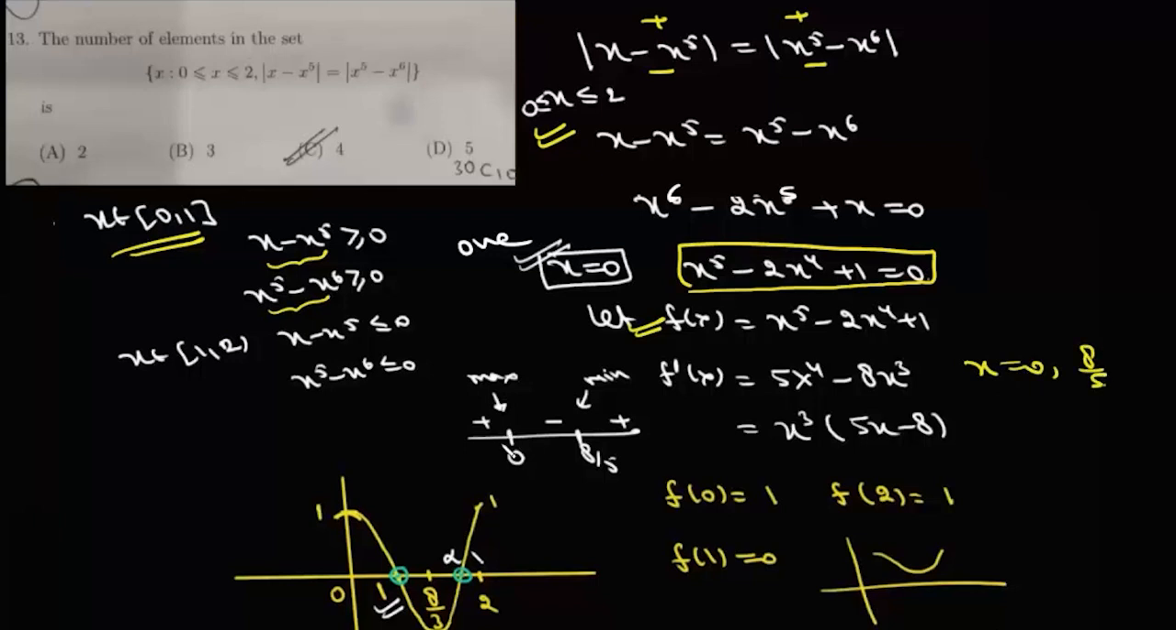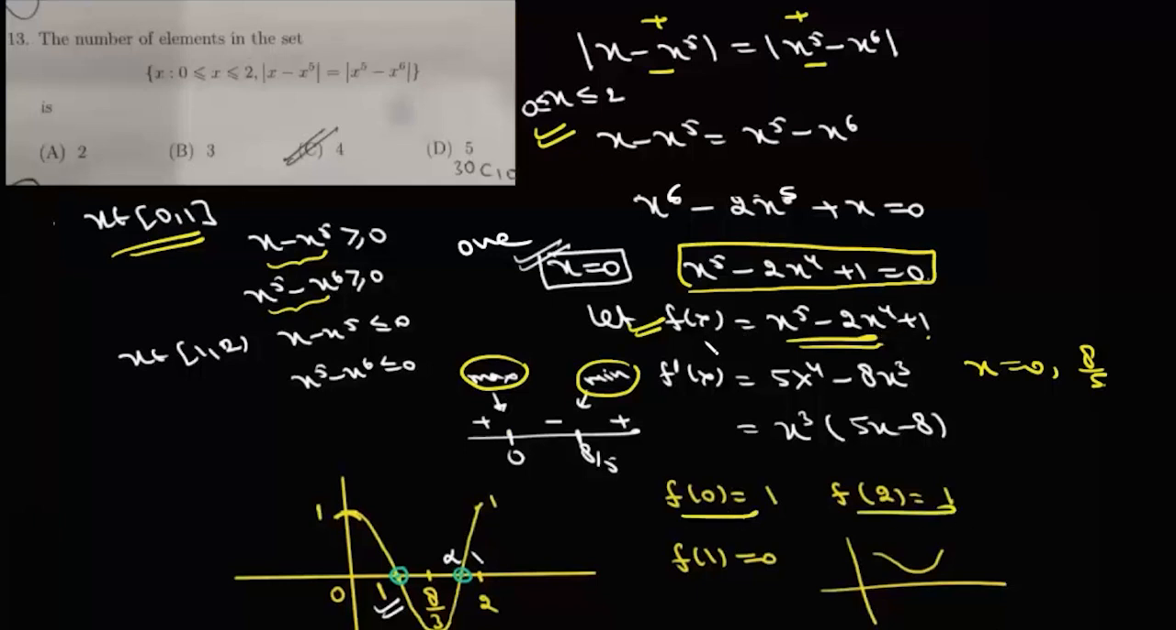So if we plot it on the number line, the rightmost will be plus. So plus minus plus. So at 0 there will be a maxima, and at 8 by 5 it will be a minima. Now we will find the value at 0. At 0, the value of f(x) will be simply 1. We will find the value at 2. At 2, this is 2 to the power 5 minus 2 to the power 5 plus 1. So at 2 also this value is 1.